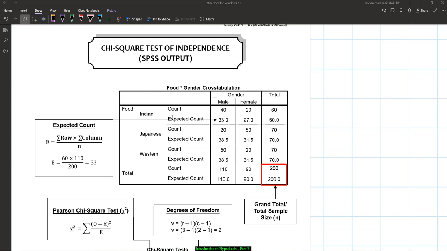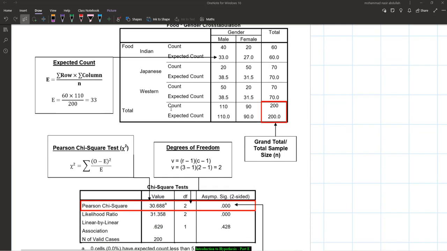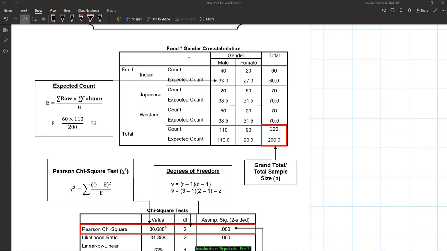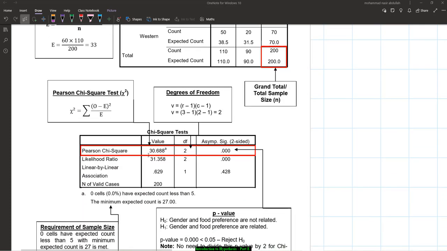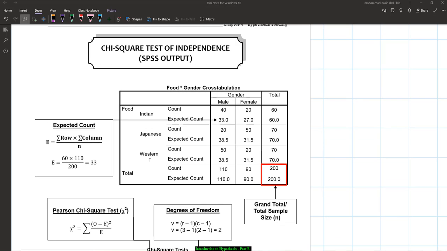we're going to look into a chi-squared test of independence using an SPSS output. So in SPSS output, they will give you two tables, right? The first table is the cross tabulation table. Another table is the chi-squared test table, right? So now let's look at the cross tabulation table in the SPSS output.